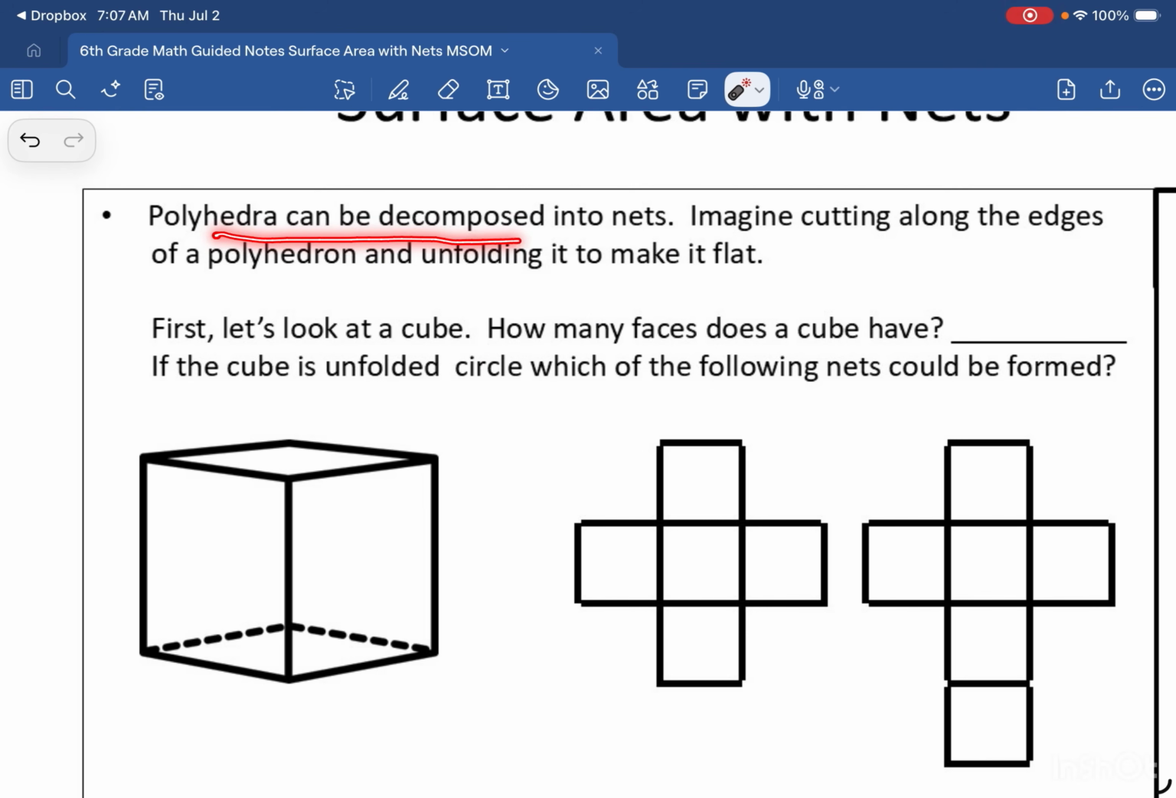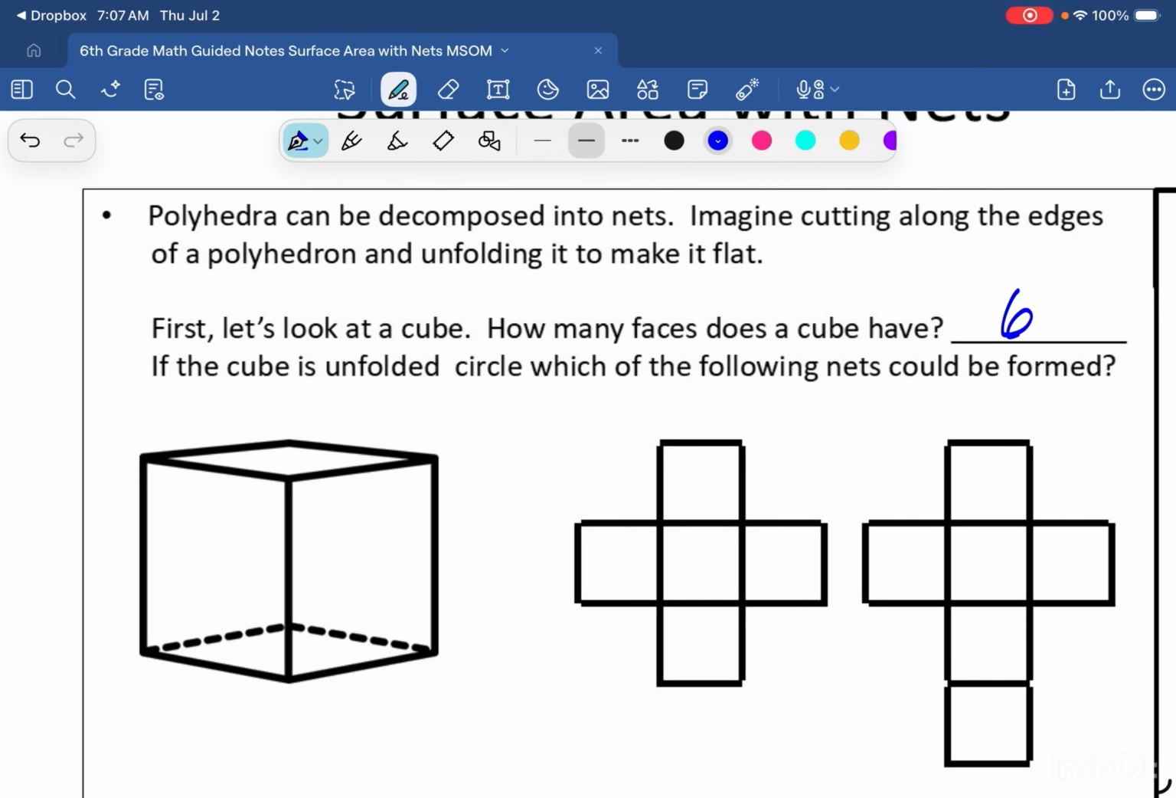Polyhedra can be decomposed into nets. Imagine cutting along the edges of a polyhedron and unfolding it to make it flat. First, let's look at a cube. How many faces does a cube have? Well, a cube has 6 faces.